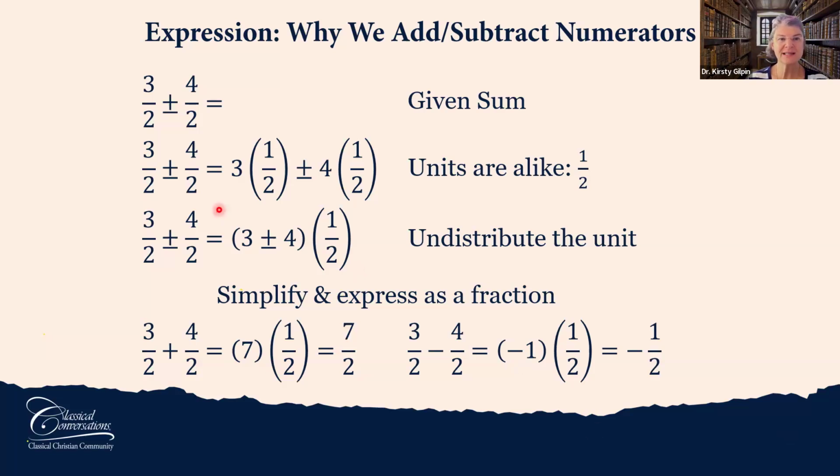So notice that this is the step where it breaks down if we don't have common units. Because if I had a half and a fourth, I cannot undistribute. So that's why I keep coming back to the distributive law being so important for us to understand, because that's the very basis for why you can add common units, and why you can't add uncommon units. Any questions on this?